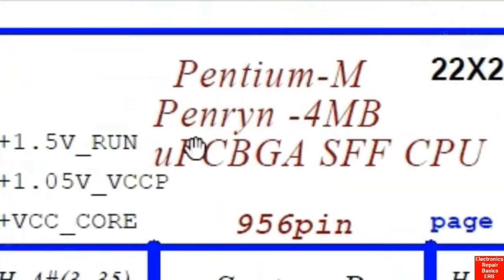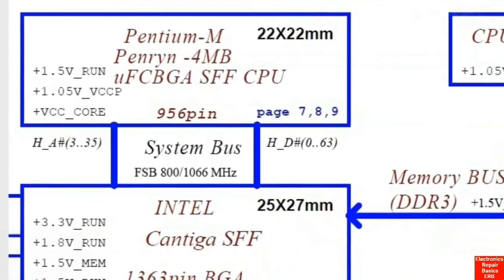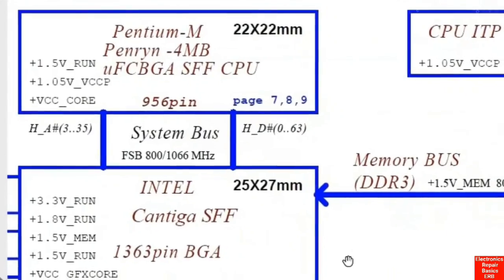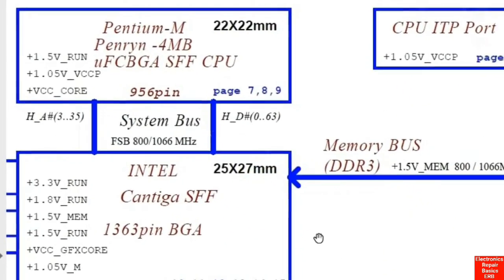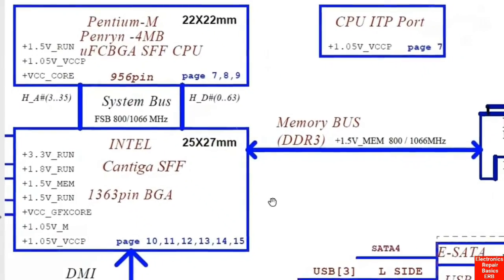Okay? So here, as you can see, we have 4 megabyte. This 4 megabyte means the cache memory. So this processor contains a cache memory with 4 megabytes. Okay, so if you understand this working principle, this block diagram, you can understand any laptop block diagram.